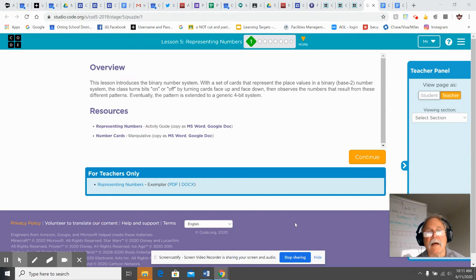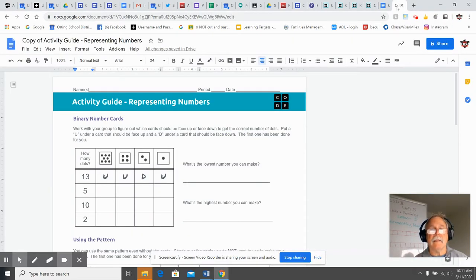The class turns bits on and off by turning the cards face up and face down. We're going to do that part of the exercise on our activity guide, but I don't think we really need to use the cards themselves. You're going to observe the numbers that result from these different patterns. Eventually, the pattern is extended to a generic 4-bit system. In our activity guide, we're even going to get farther than that.